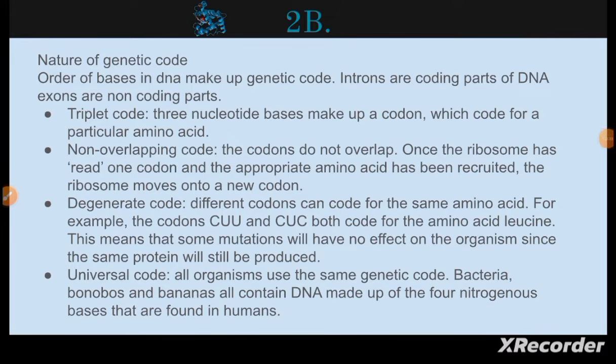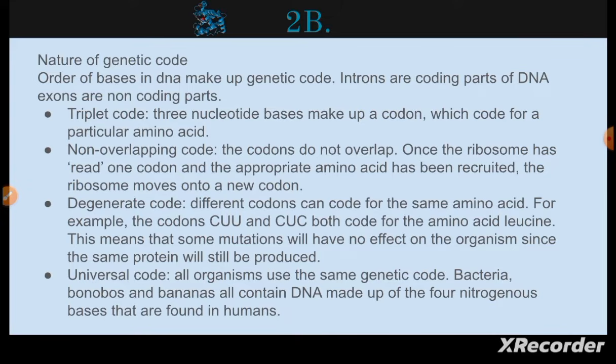Nature of the genetic code. The order of bases in DNA makes up the genetic code. Introns are the coding parts of DNA, and exons are the non-coding parts. The genetic code is a triplet code, so 3 nucleotide bases make up a codon which codes for a particular amino acid. So 3 bases code for 1 amino acid. The first feature of the genetic code is that it's a triplet code. And then it's a non-overlapping code, so each codon is only read once, and as the amino acid is recruited, the ribosome moves on to a new codon, and so on.